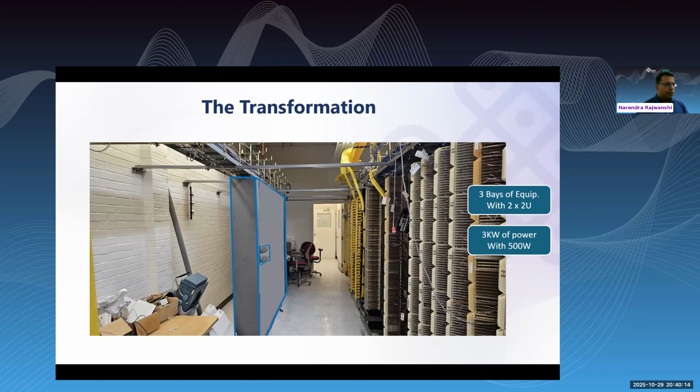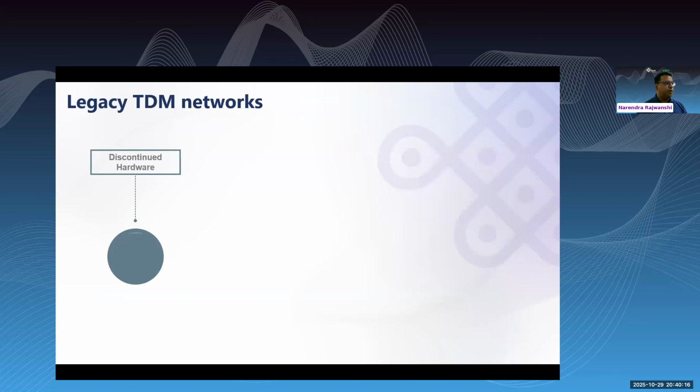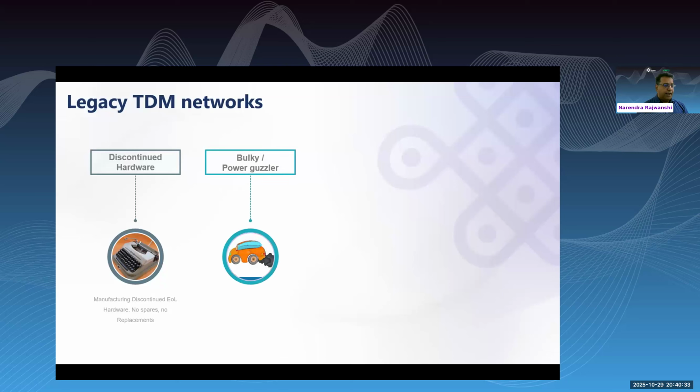So now let me take you to the challenges of the legacy TDM networks. As we all know, the main challenge of the legacy TDM networks is the discontinued hardware: manufacturing discontinued, end of life, no spares or replacement parts available. The legacy TDM equipment, as we saw in one of the examples, is very bulky and high power consuming, not eco-friendly, of course, having a high carbon footprint for your corporates.